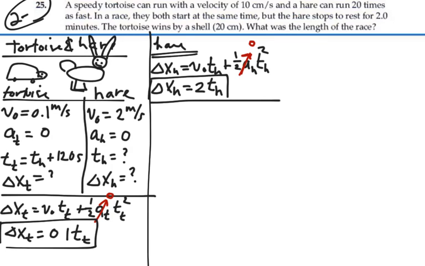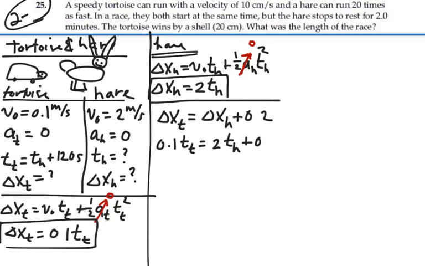How do we relate the two? Well, we're told that the tortoise wins by a shell. So the length that the tortoise goes is going to be one shell longer than the displacement by the hare. And we can say that the displacement for the tortoise will equal the displacement for the hare plus the length of a shell. At least that's the way it's going to be at the end of the race. And the length of a shell is going to be 0.2 meters. Sounds good. So we have 0.1 times the time for the tortoise is equal to 2 times the time for the hare plus 0.2, as we substitute in from our other equations.